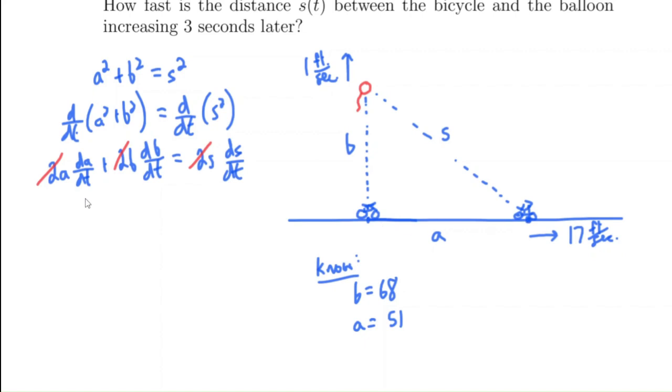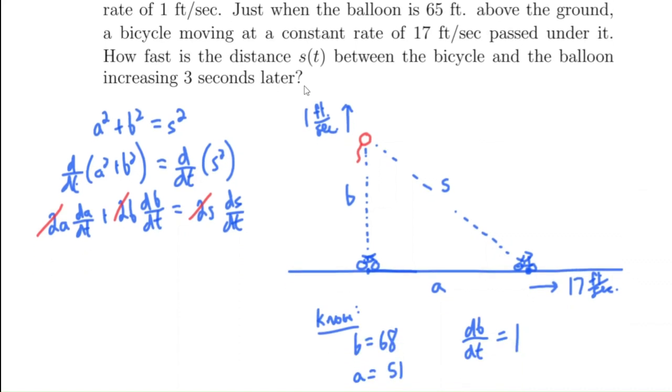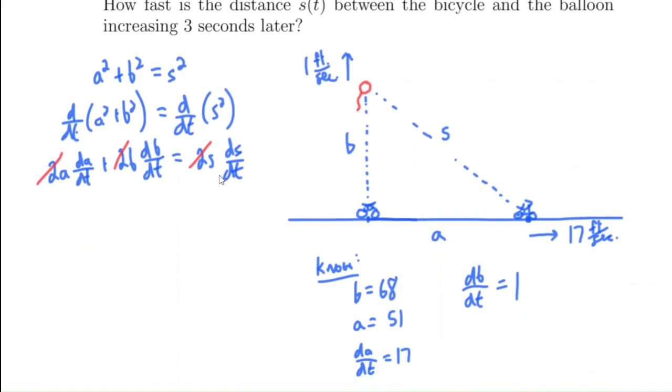Okay, now what else do we know from this equation? Well, we know dA/dt is 17. That's how fast A is increasing, the rate of change of A. It's 17 feet per second. dB/dt, what's dB/dt? Well, dB/dt is just 1. That's the rate of change of B. That's how quickly that's increasing, right? The balloon is rising vertically above this road at a constant rate of 1 foot per second. Okay, and now the question is, what's dS/dt?